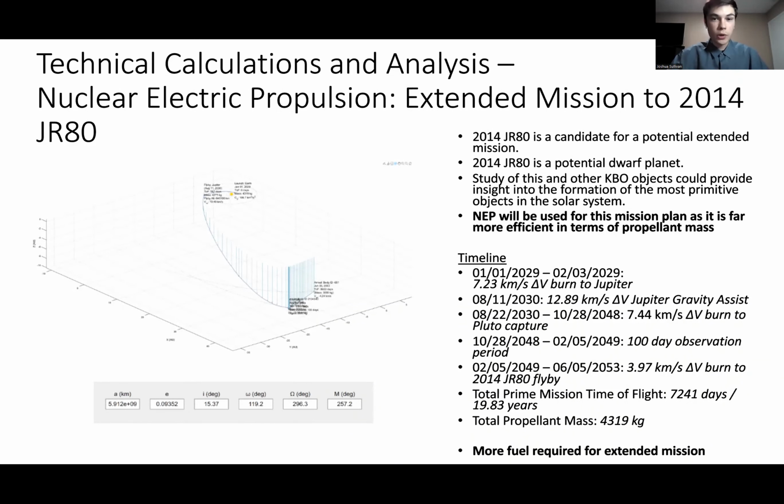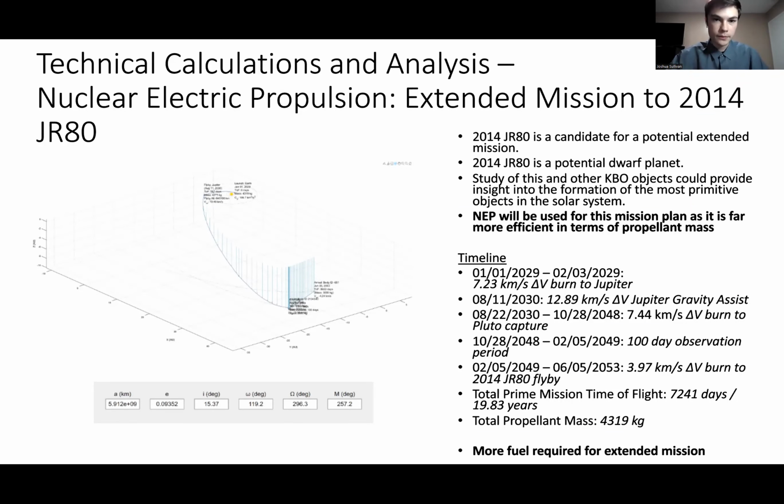Our spacecraft will reach Pluto in roughly 19 and a half years, and following the 100-day observation period it completes at Pluto, our spacecraft will then travel for another 4.5 years into the Kuiper Belt to find 2014 JR80, making our total mission time roughly 24.13 years, which is over the designated time, but this is due to venturing out into the Kuiper Belt to do this auxiliary mission. As seen, the NEP will be used to conduct this maneuver due to its high fuel efficiency. The spacecraft mass will be initially higher than other missions, which will allow us to venture farther into the Kuiper Belt.